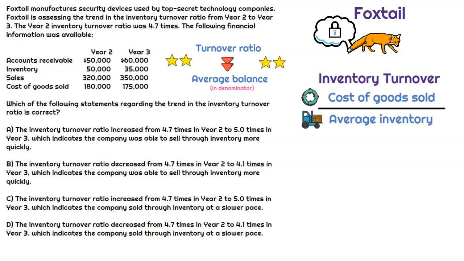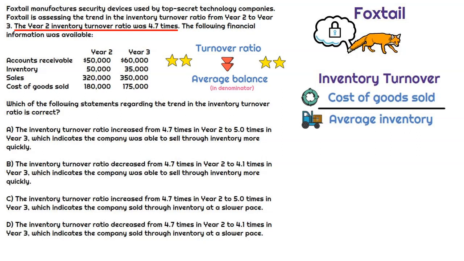So what we can do here is use the year 2 inventory turnover ratio, which was 4.7 times, and then calculate the year 3 ratio, and then determine, did the company sell through inventory more quickly, or were they slower in year 3? Because there is some risk associated with selling through inventory at a slower rate, because that means it sits in the warehouse longer and can become obsolete, damaged, or whatever, stolen, right?